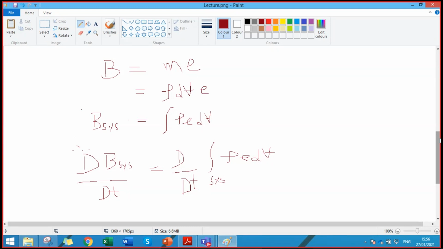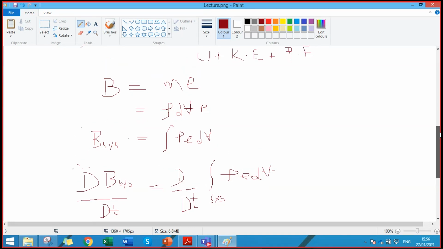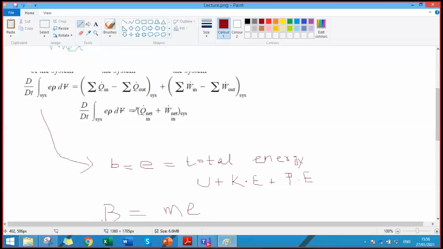And remember that small e is specific energy. What is meant by specific energy? Energy per unit mass. If I ask you what is specific kinetic energy, it would be v square by 2. Specific potential energy would be g into h, right? So this is what the first term is. And this should be equal to the net heat transfer into the system plus the net work transfer from the system. Clear?